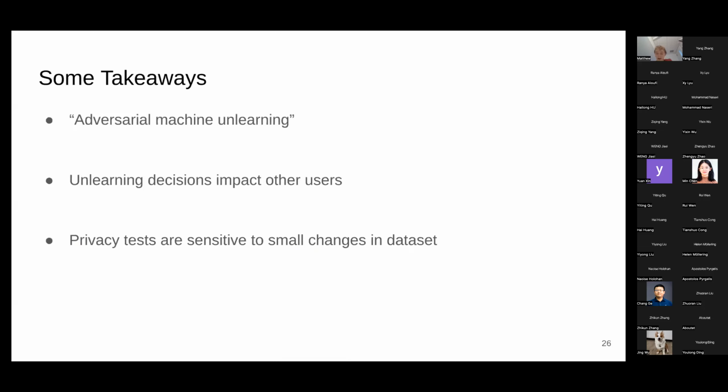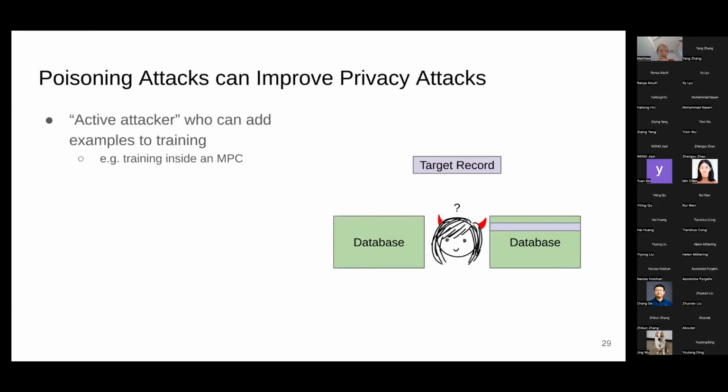And on this, I wanted to briefly talk about another example where small changes in the data set can have a big impact on membership inference accuracy. But instead of by removing points, it's about adding points. Cool. If there are no more questions, then I'll hop over to that.